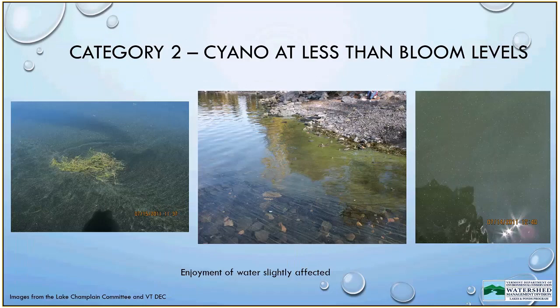Category 2 is when cyanobacteria are at less than bloom levels. You're starting to see some small accumulations at the surface. The underlying water is still clear, as you can see in the middle photograph. The rocks and things are still pretty clear to see through the water column, even though that water is probably a foot or more deep. You might see lots of small particulates in the water, as in the photograph on the far right. So your enjoyment of the water is slightly affected here because our recommendation is to avoid contact with these kinds of accumulations of cyanobacteria. So we call that category 2.